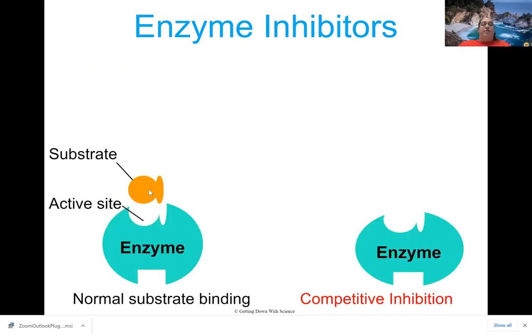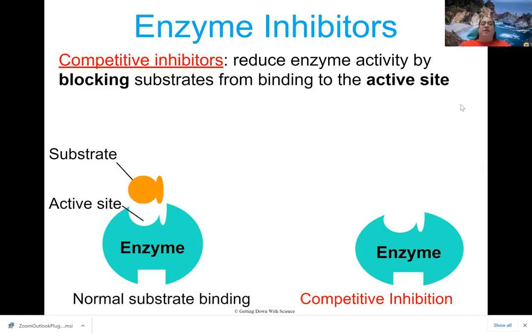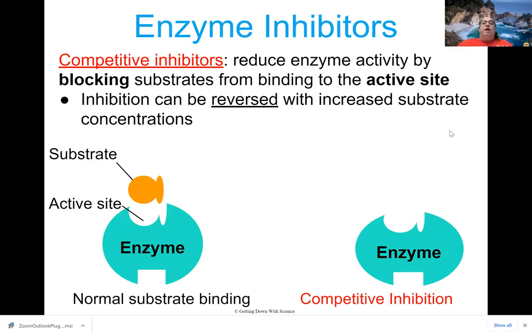So here you see we have a substrate fitting to its active site. That's a normal substrate. Competitive inhibitors reduce the enzyme activity by blocking substrates from binding to the active site. So notice how perfectly our substrate fits our active site. If you look at our second enzyme, you'll notice that it has changed its shape somewhat, and so it's no longer the perfect fit for the substrate. Inhibition can be reversed with increased substrate concentrations.